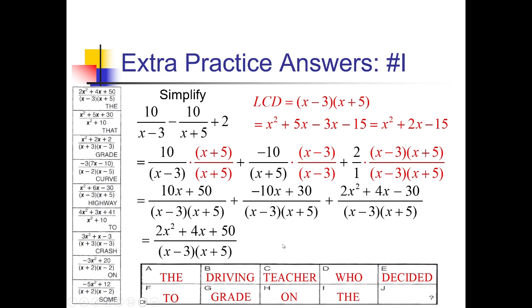Now, if you were curious if we actually could have broken this down a little bit more, if I took a 2 out of the numerator, that would leave me with x squared plus 2x plus 25, and then I'd be looking for factors of 25 that add up to 2, which there are none.